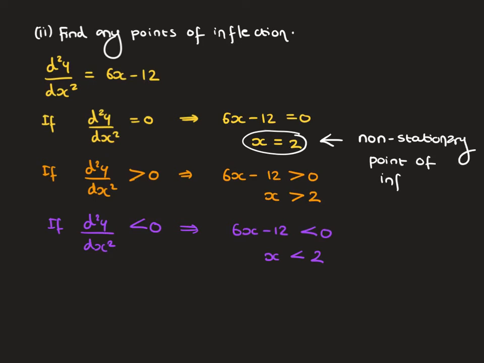We know that this curve has no stationary points, so x equals 2 is not a stationary point, but it is a point at which the second derivative is equal to 0. And it's a point at which the second derivative changes its sign from positive to negative, or negative to positive going left to right. So the curve switches from being concave downwards to being concave upwards.